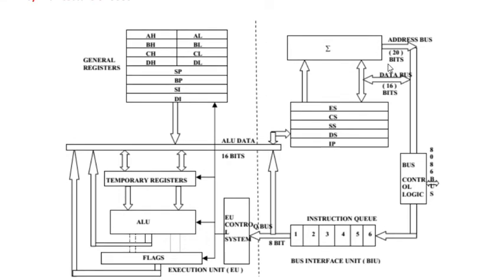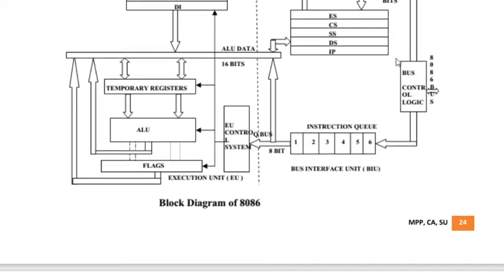Now, these are the various components present in the execution unit and the bus interface unit of the 8086 microprocessor. Now, let us discuss in detail the functions or the roles and responsibilities of each of these identified units.